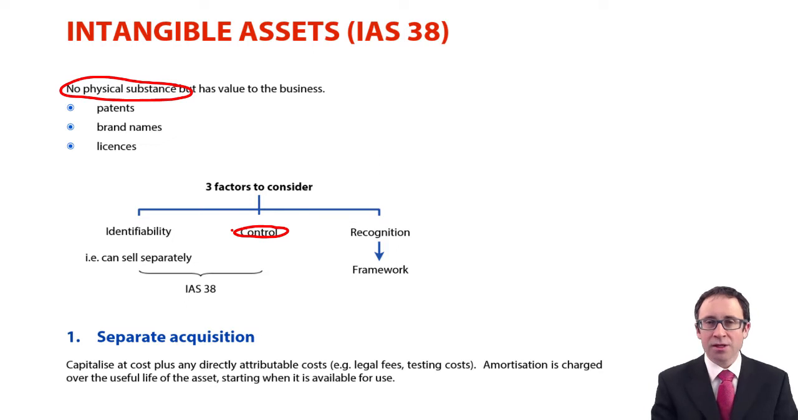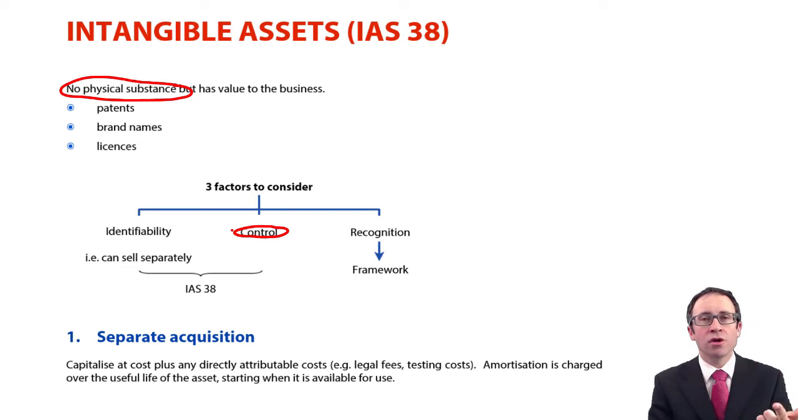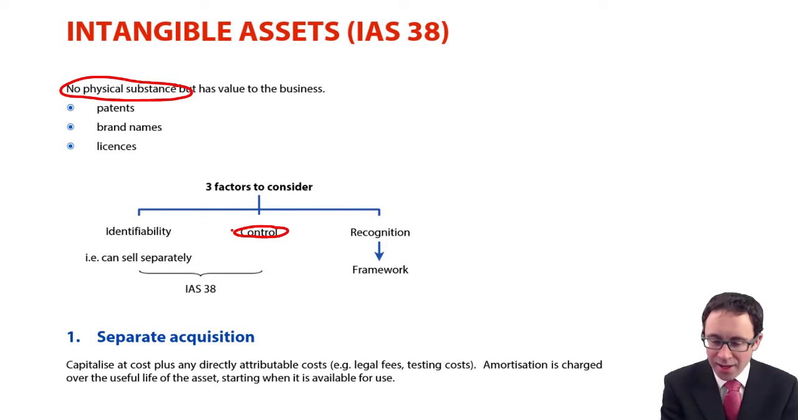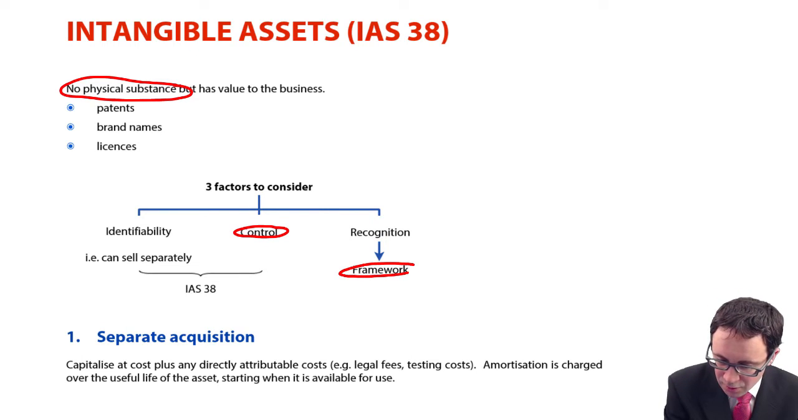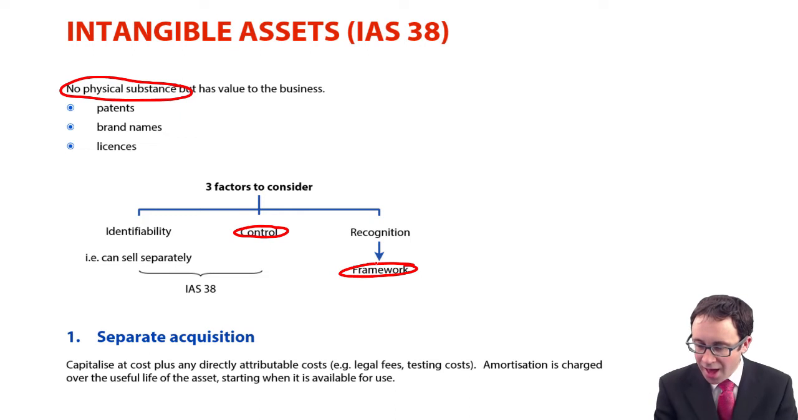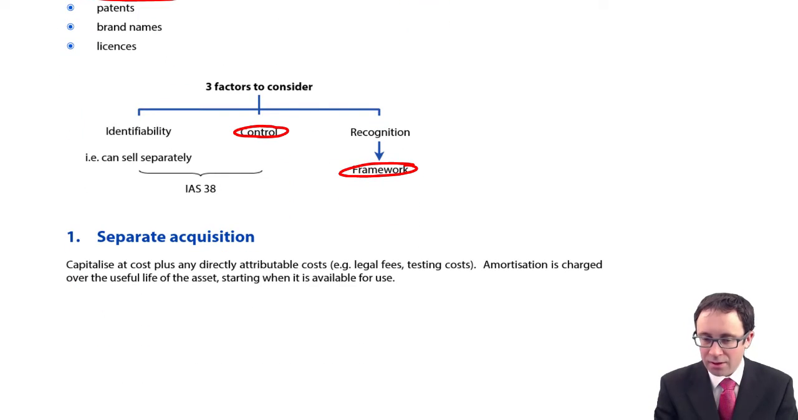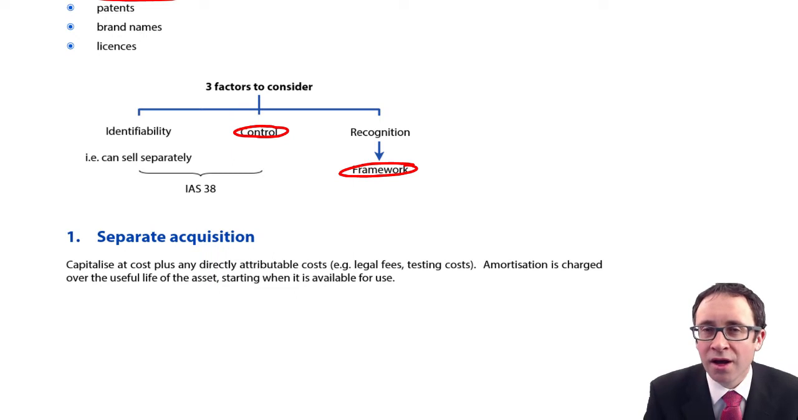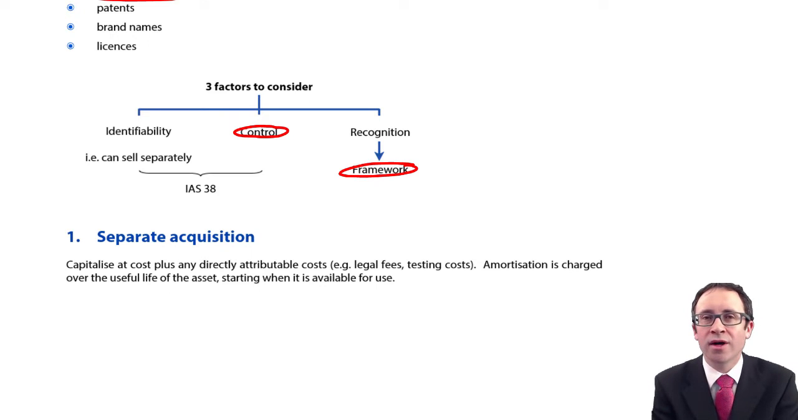Okay. So if it is identifiable, if you can control it, then it's looking like there is the potential to recognize an intangible under IAS 38. But the key here, isn't it, is going back to the framework and looking at the recognition criteria. Here's a test from early in the chapter. What's the recognition criteria for an asset, or the recognition criteria in general within the IASB framework? We did it way back in that very first chapter. Can you remember back that far? There were 2 recognition criteria.